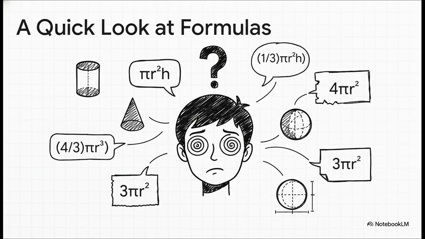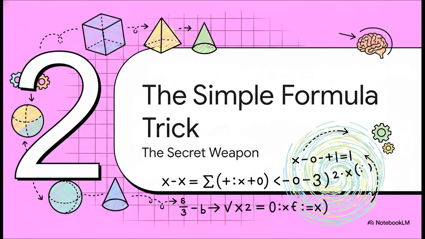I mean, just take a look at this list. Cylinder volume, cone volume, sphere, hemisphere, hollow cylinder. It's just a wall of text. And they all look kind of similar, but just different enough to trip you up. But don't panic, we are about to make this so much simpler. So how do we fix this mess?